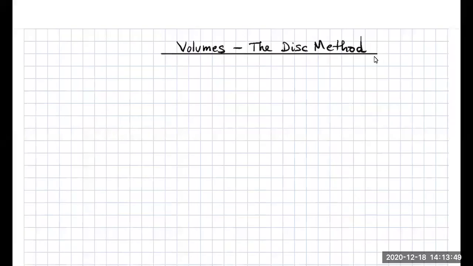Okay, our next application of the integral is going to be calculating volumes. And let me show you how that's going to work. Consider the following. Let's say, for the sake of argument, that we have the basic squaring function from pre-calculus.